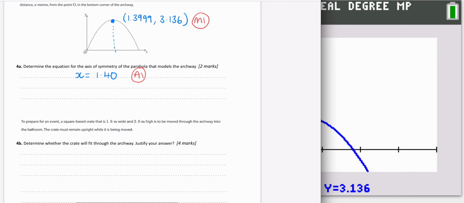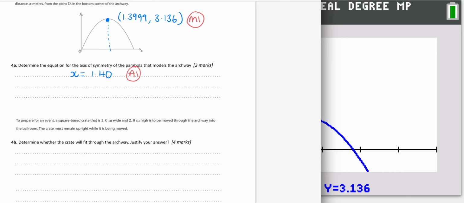So the next part of the question says that to prepare for the event, we need a big square-based crate to move in, and it needs to remain upright whilst we move it through the door. So we can't change the angle of it. So we can see that the crate, if we just drew that on, looks something like this, for example. We're trying to work out, will it fit through the archway, or is it going to be too tall and then have these corners that create a problem?